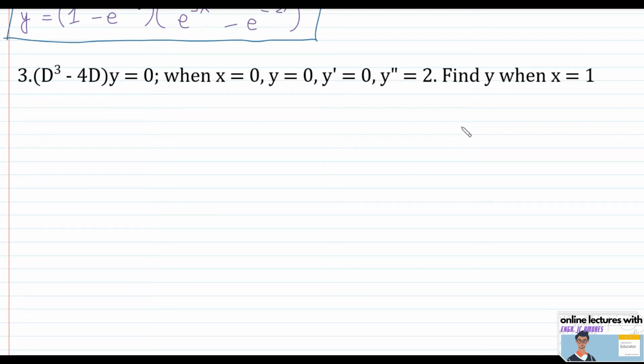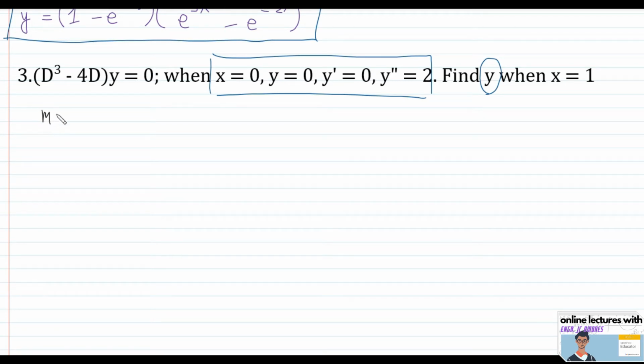So not only are we to find the particular solution based on this case, but after solving for the particular solution, we have to find the value of y when x is equal to 1. Okay, so let's proceed.